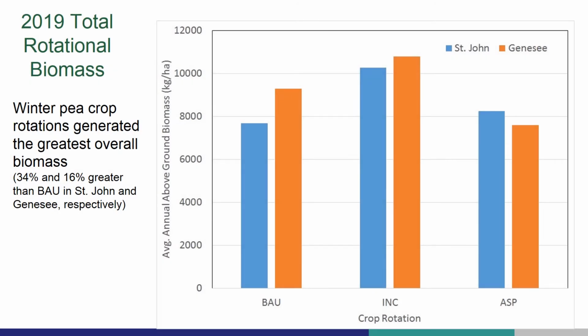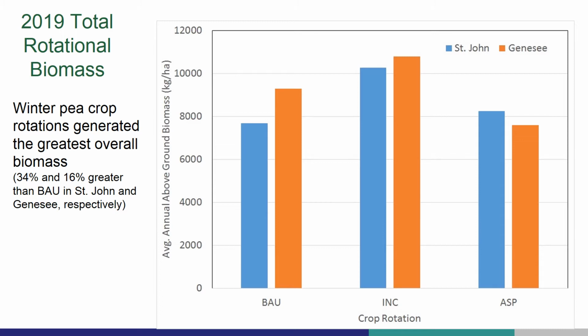Rotational biomass, so how much biomass actually was produced in the rotation. So we're summing up all the biomass of the three crops in a specific rotation. Business as usual, the red or orange being for Genesee, and the blue being for St. John. You can see in general the Genesee biomass production is typically greater, at least for the business as usual and incremental. The aspirational Genesee was actually less, and it could be how we terminated the cover crop.